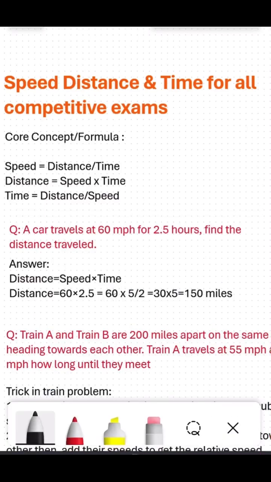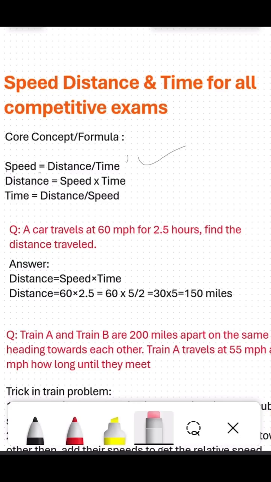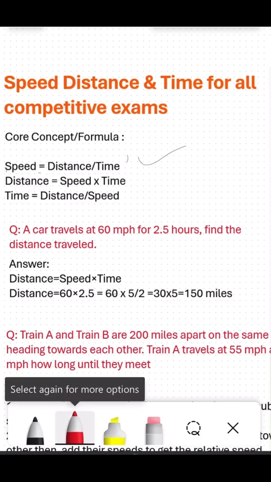Generally, the concept of the speed, distance and time formula is simple. Speed is equal to distance upon time. If you remember this one formula, then your whole journey is simple. The other two formulas are derived from this one formula that we have. Speed is equal to distance upon time. Now let's start with one example that I have covered in this video.